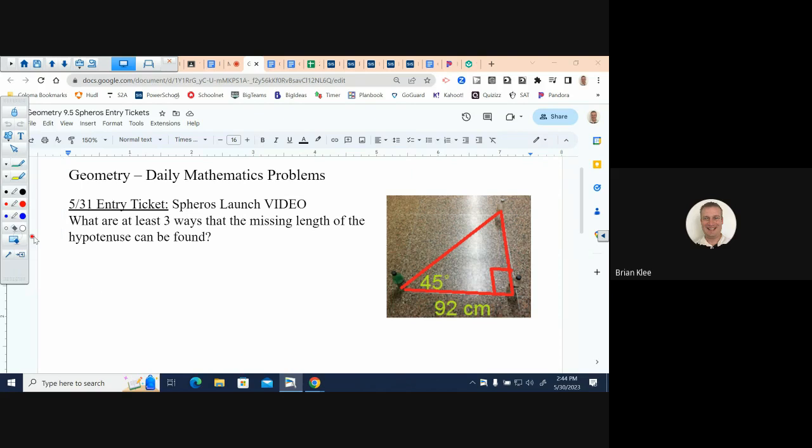So our learning target today, we are going to review working with right triangles and finding measurements on them. So you're asked, what are at least three ways that the missing length of the hypotenuse can be found?